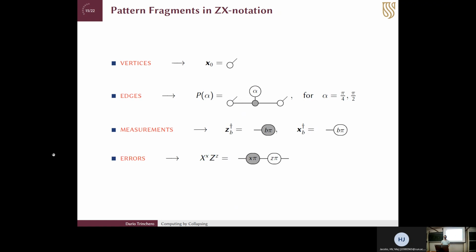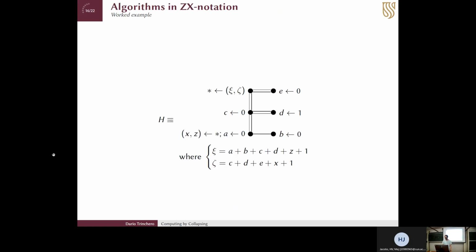And finally, our errors are X to the x and Z to the z. Well, we learned how to represent that earlier. It's just like that. So we're going to attach that to our input. And we're going to leave a dangling wire on the input and a dangling wire on the output. Look at this in practice.